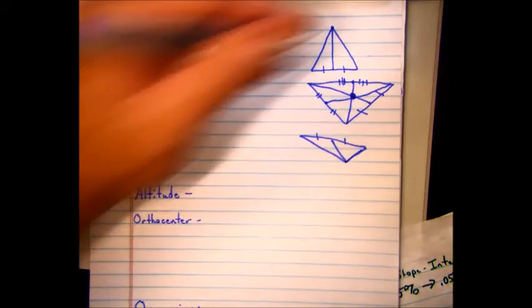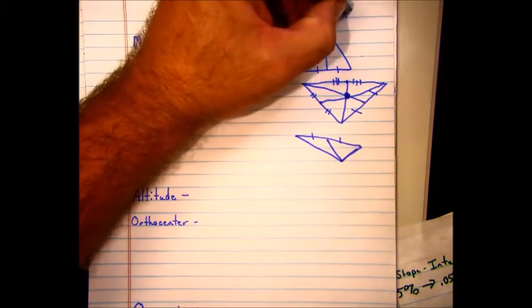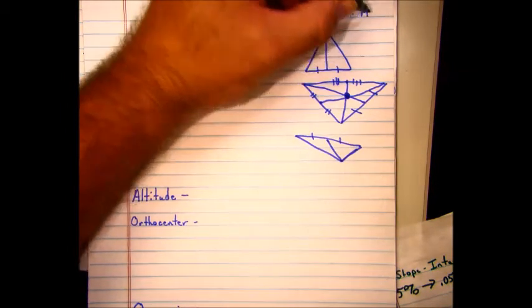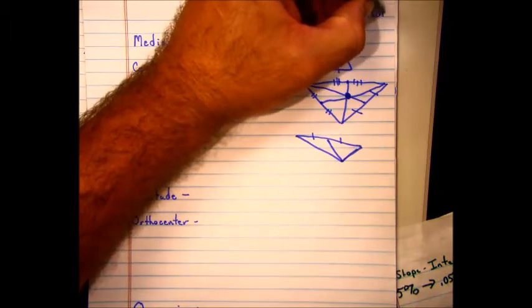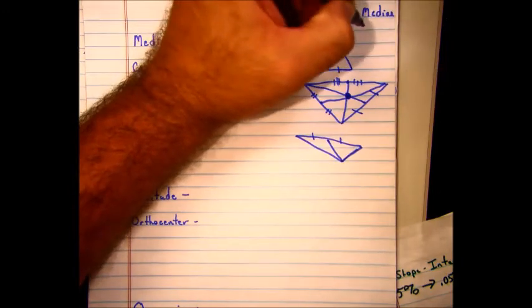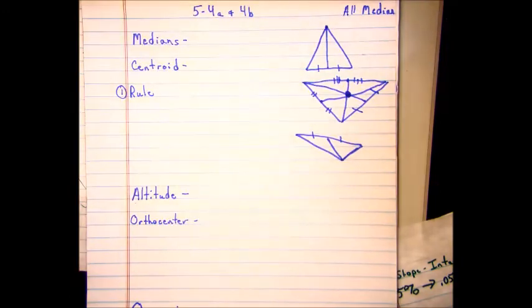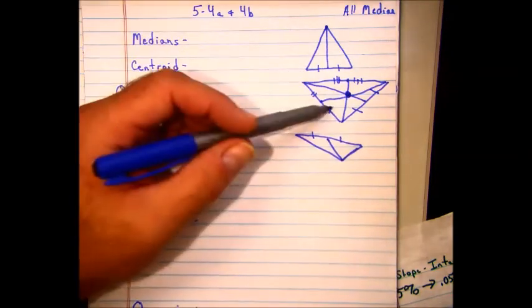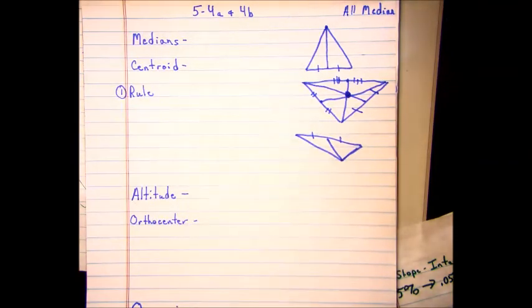I will tell you this, all medians meet where? Correct. All medians will meet in the triangle. Just like angle bisectors meet in the triangle. Doesn't matter what kind of triangle, acute, right, or obtuse. All medians will always be in the triangle. The incenter will always be in the triangle.